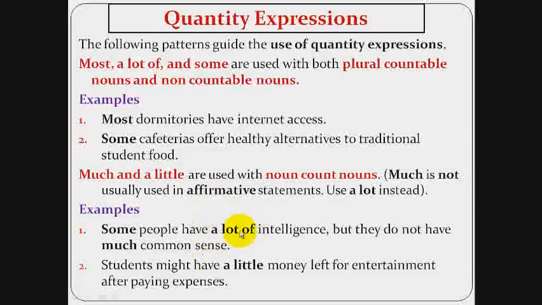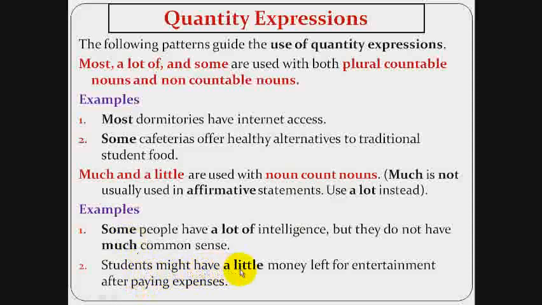Like this one, and here is the example we have. Some people have a lot of intelligence, but they do not have much common sense. Look at this one. I have used much. It is not affirmative. It is negative because I have "not." Some people have a lot of intelligence, but they do not have much common sense. So much is used for negative statements, especially with uncountable nouns.